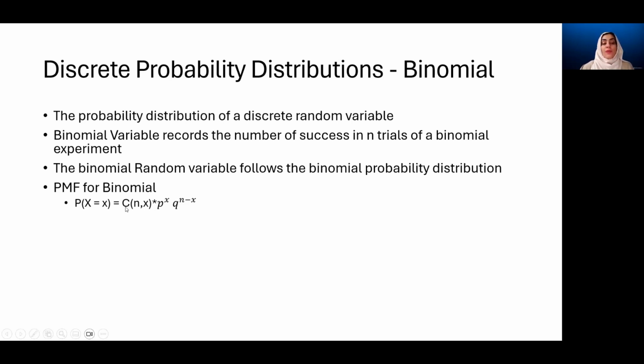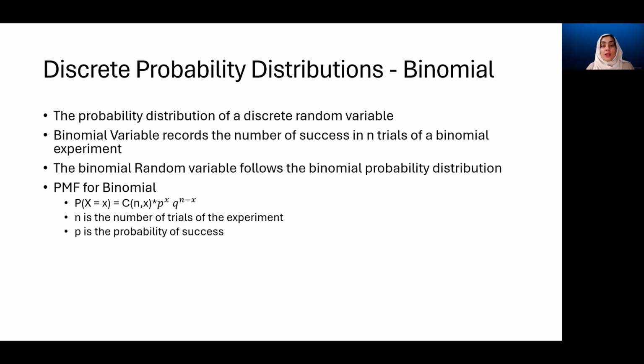We have combination. We choose the number of successes as X here and number of trials. So in our example, 30 will be substituted for X and 50 for N. We multiply it with P raised to power X, which is the probability of success raised to the power of the number of successes. Let's first see what these different values in this function represent.